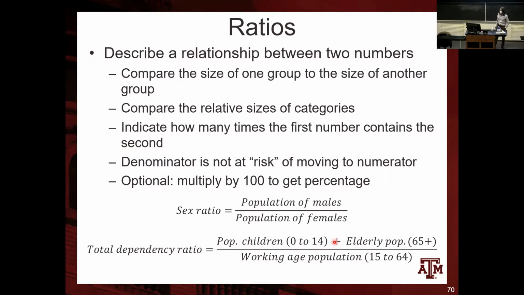Ratios, like I said, describe the relationship between two numbers. Compare the size of one group to the size of another group. Compare the relative sizes of categories. Indicate how many times the first number contains the second. The denominator is not at risk of moving to the numerator. The denominator does not comprise the people who have a chance of experiencing the event that's being measured in the numerator. We also can multiply by 100 to express the ratios in percentage terms.